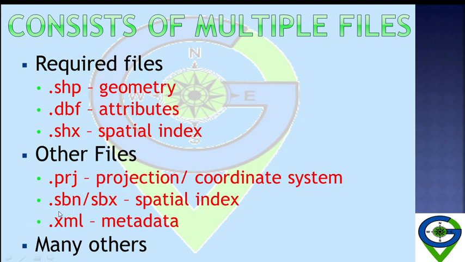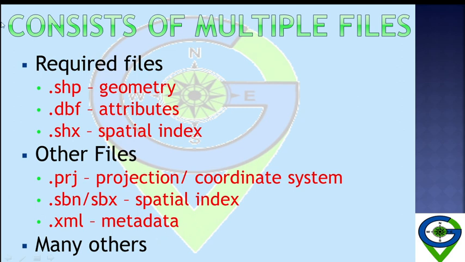Then there are the .sbn or .sbx files, which contain the information about the spatial index of the features. Then .xml contains the metadata, which is data about the data. Whatever data we are creating, the information about that data is known as metadata.